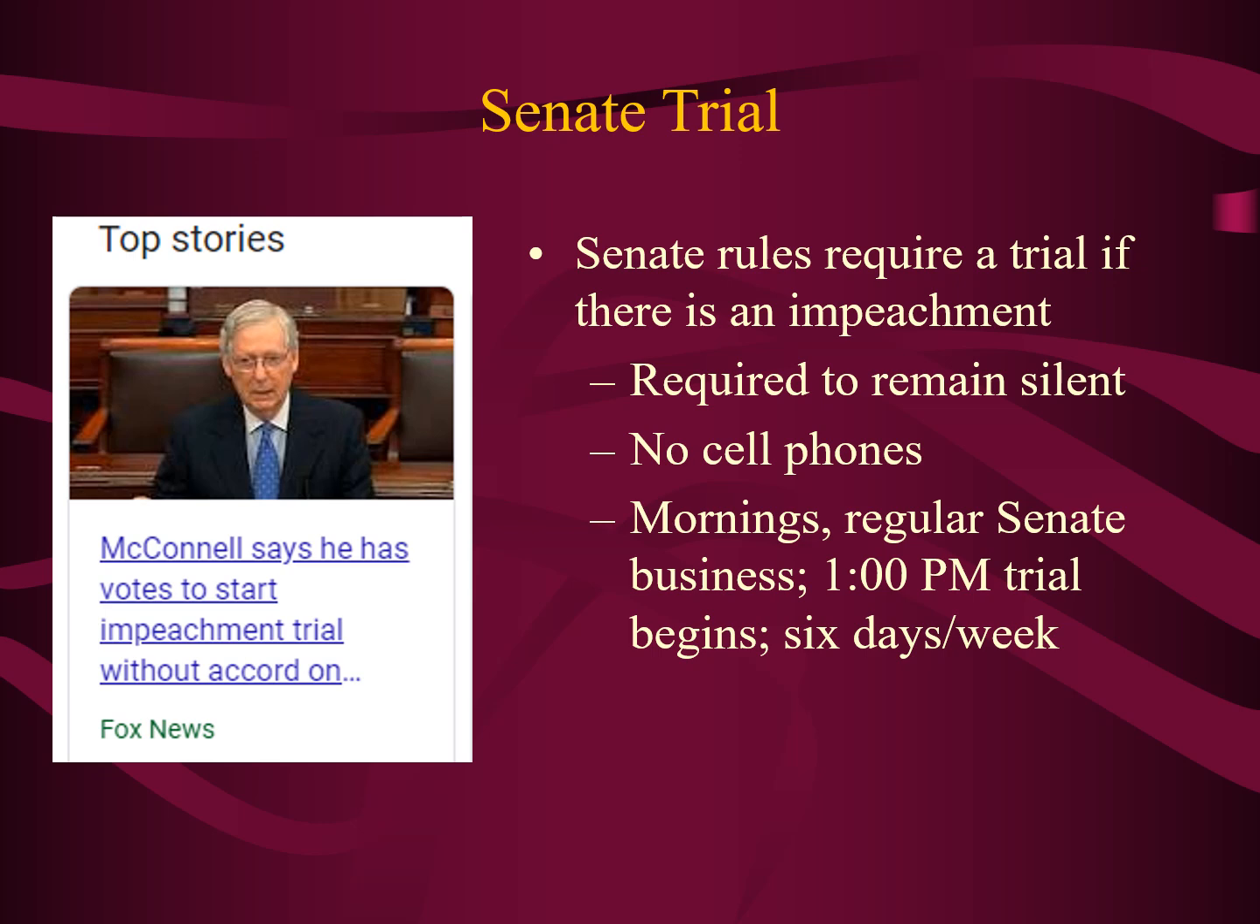During the mornings, the Senate would conduct its regular business. But then, beginning at 1 o'clock, that's when the trial would begin. And if necessary, it would go 6 days a week.